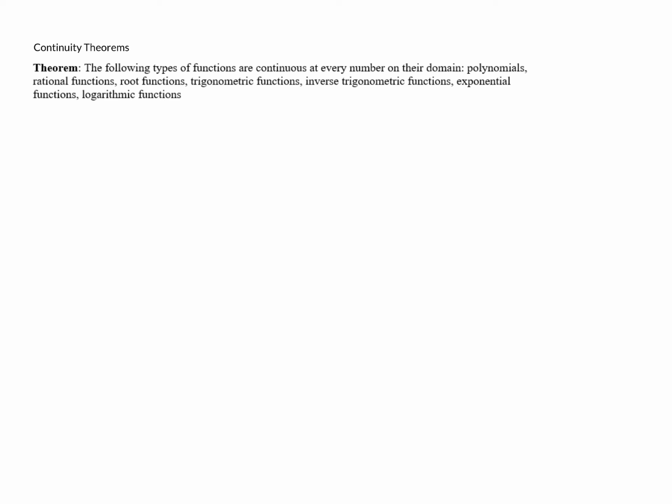So, we have a theorem, and it says the following types of functions are continuous at every number on their domain: polynomials, rational functions, root functions, trigonometric functions, inverse trigonometric functions, exponential functions, and logarithmic functions. This is incredibly useful because if we need to evaluate the limit of one of these types of functions as x approaches a number, if that number is in the domain, we can use direct substitution to figure out the value of that limit instead of having to make a table of values.